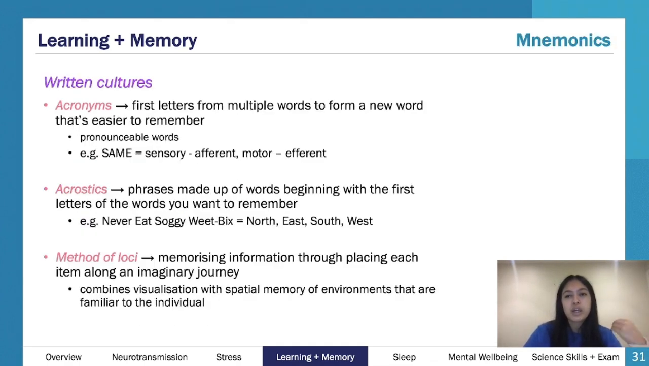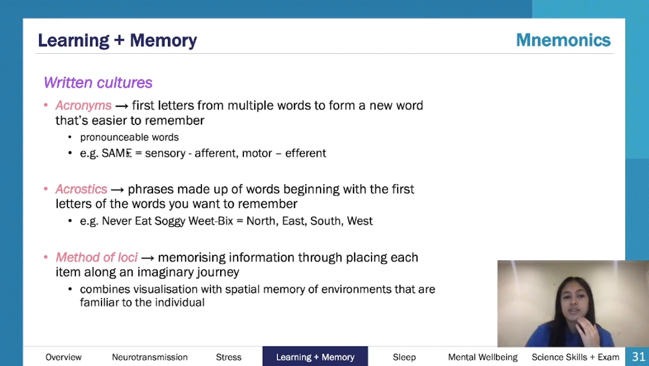All right, so getting toward the end here, looking at our mnemonics. The difference that we're looking at here is between our written cultures and our oral cultures. So these are our written mnemonics. You've got your acronyms, your acrostics, your method of loci. Acronyms is basically when you put the first letters or first phrases together, and it forms a pronounceable word. VCA put an emphasis on this. It has to be something you can pronounce.